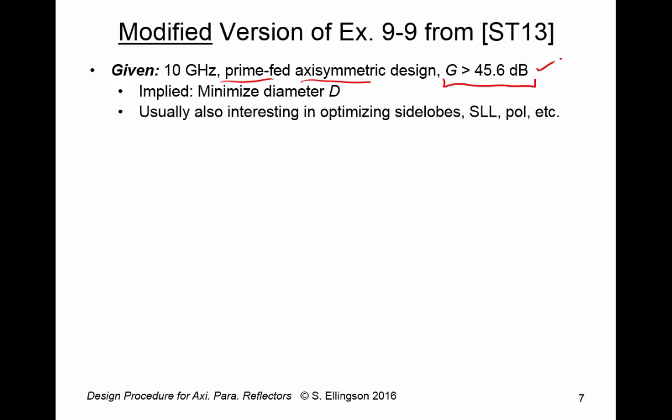And of course, there's always a constraint. In this case, we want to minimize diameter. And again, that's a very common thing. You need to achieve a certain amount of gain, but you don't want to make the reflector any bigger than it has to be. And then also we have these secondary considerations: side lobe levels, polarization properties, and so on.